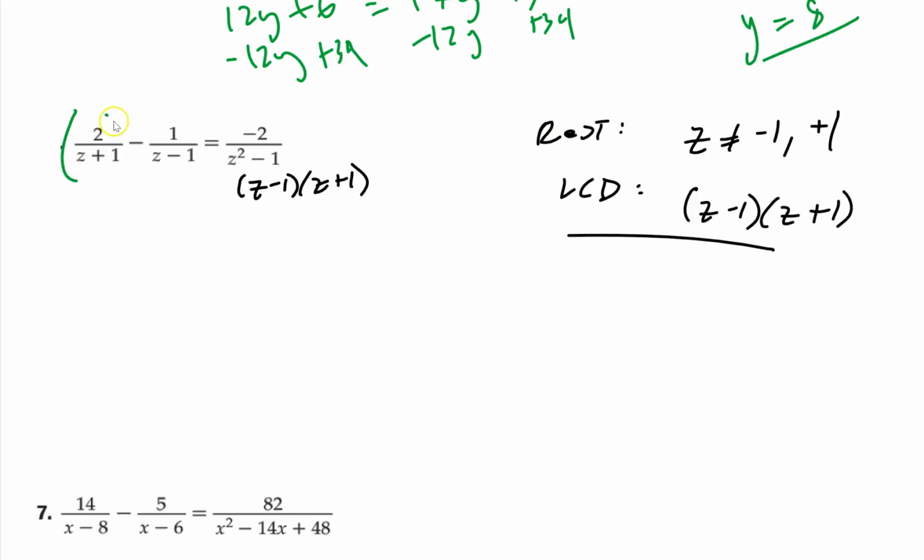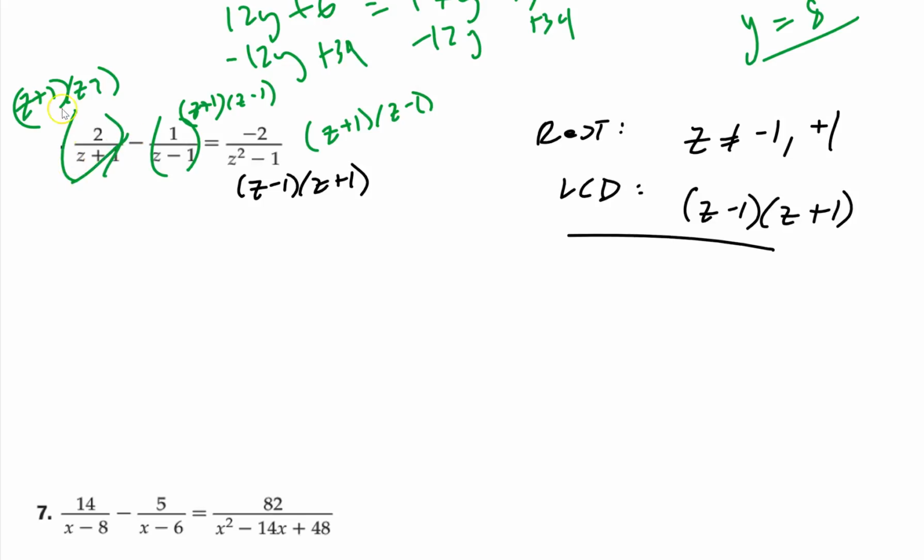So we're going to multiply this by z plus 1, z minus 1. Multiply this by z plus 1, z minus 1. And multiply this one by z plus 1, z minus 1. And just like before, over here the z plus 1's cancel, and you're left with 2 times z minus 1. Over here the z minus 1's cancel this time, and you're left with negative 1 times z plus 1. And on this one, they all cancel. The plus 1's cancel and the minus 1's cancel, and you're left with only negative 2.